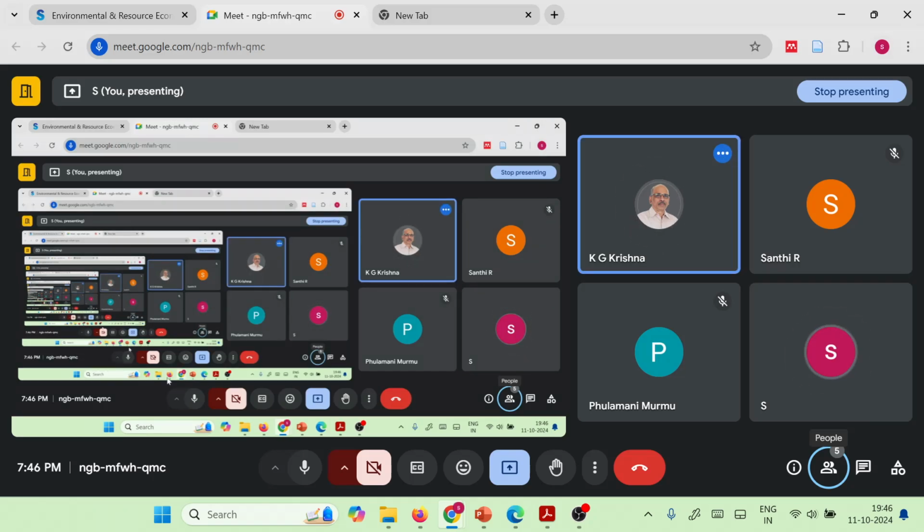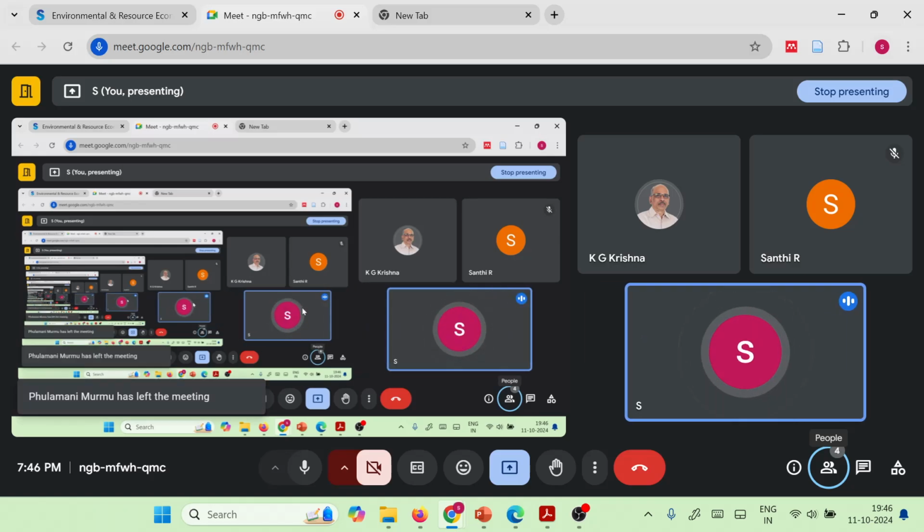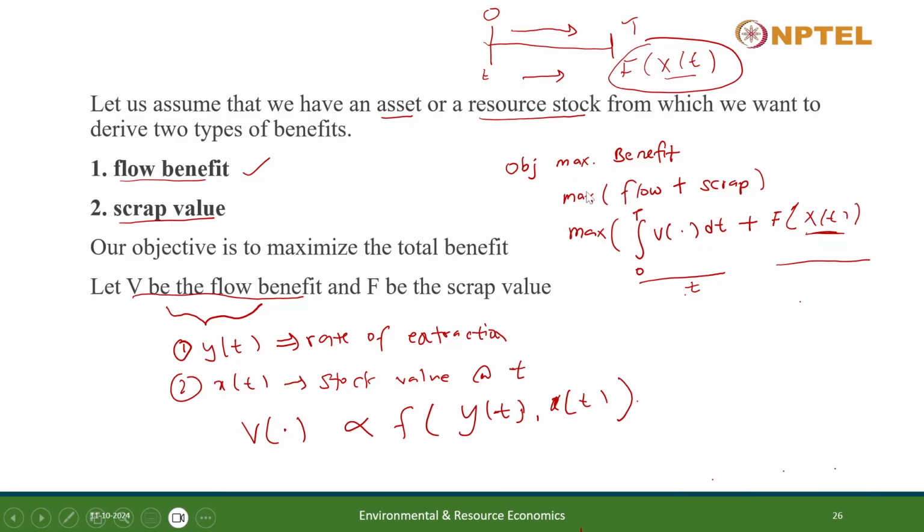Terminology wise, I agree with you that you cannot say scrap, but maybe sir is trying to compare it with the normal knowledge of economics, right? Normally, if you discount something, then you get at the end some scrap value. That is why he's trying to call it scrap value, as far as I understand. Okay, thank you. Go ahead.